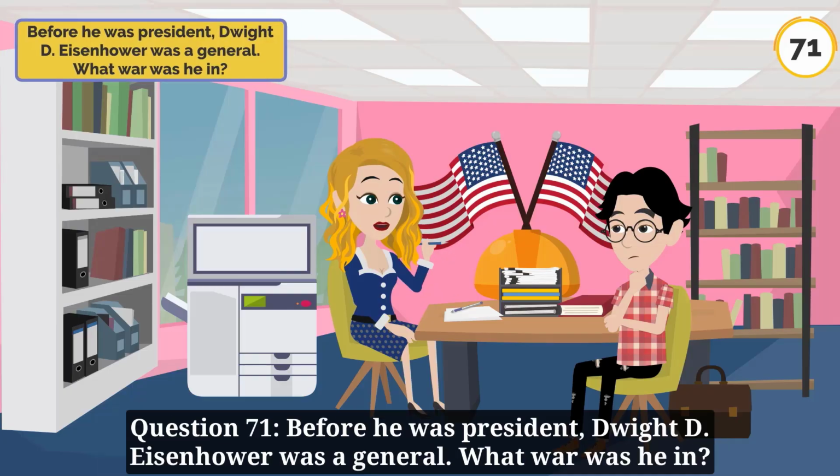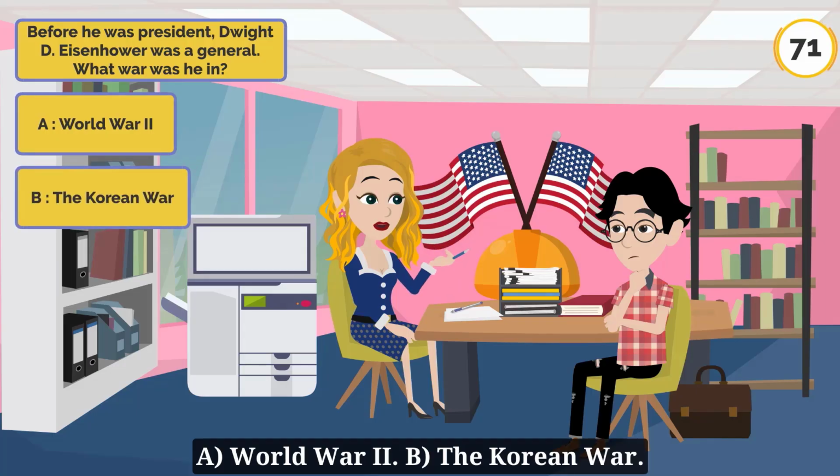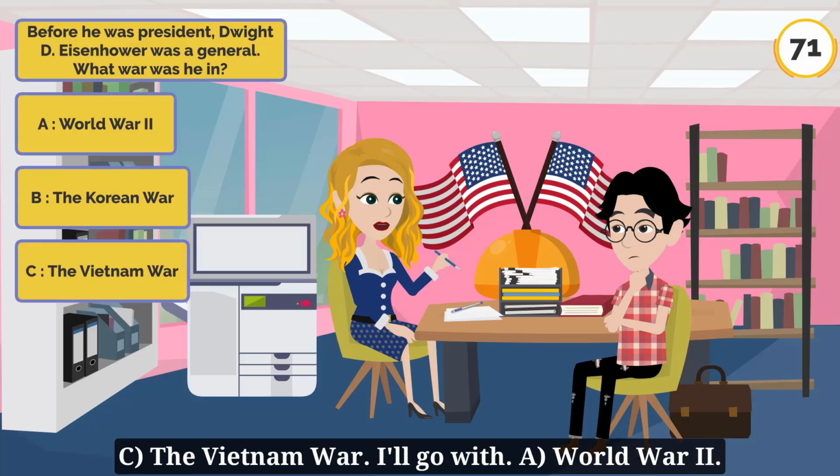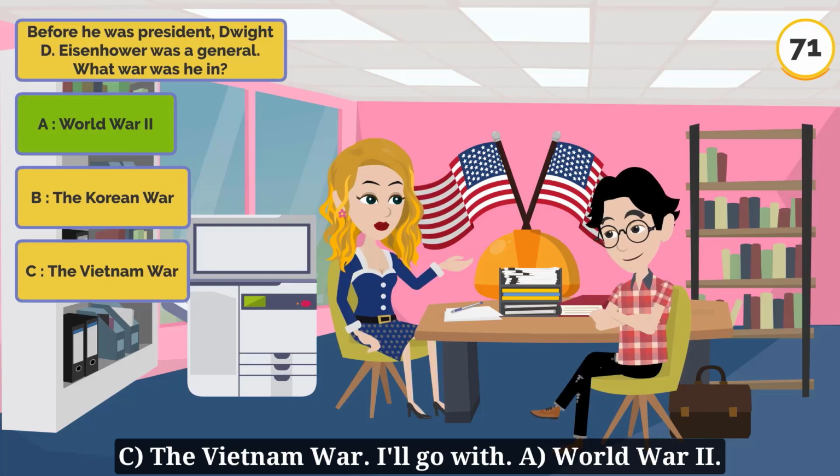Question 71. Before he was president, Dwight D. Eisenhower was a general. What war was he in? A. World War II. B. The Korean War. C. The Vietnam War. I'll go with A. World War II.